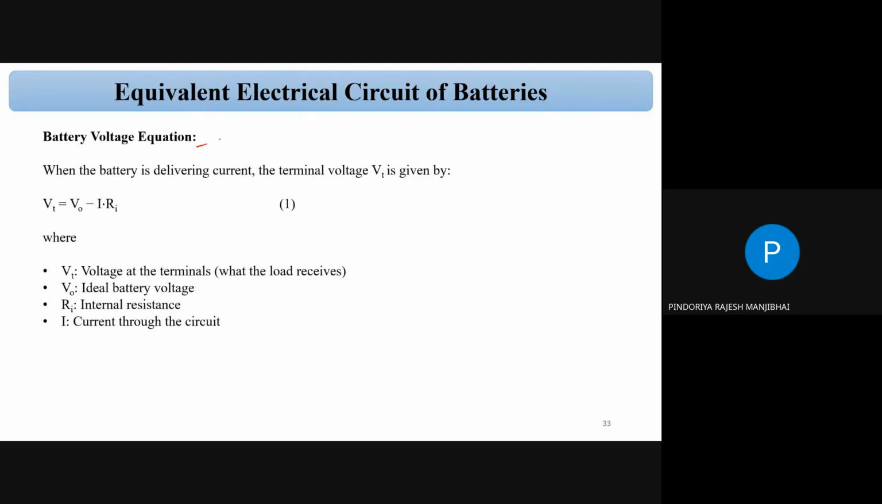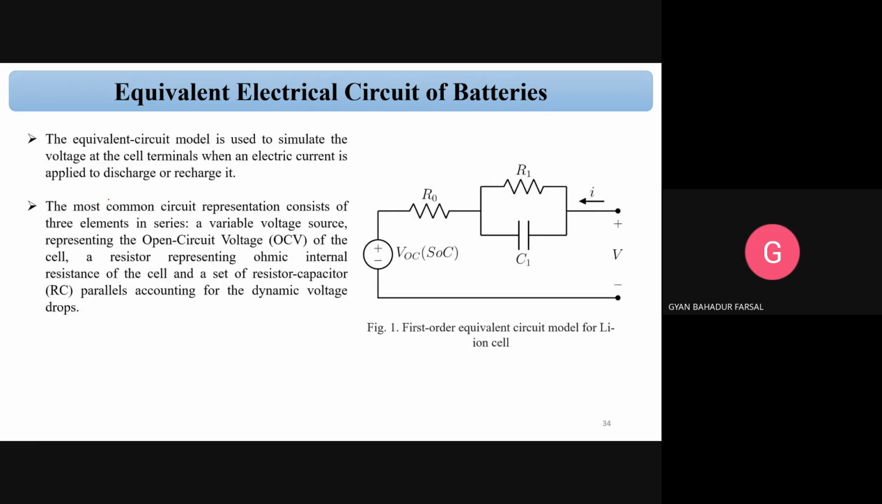Battery voltage equation: terminal voltage is equal to open circuit voltage minus I times Ri. Here I is the current, V output is the terminal voltage, V naught is the open circuit voltage, and Ri is your internal resistor. This much voltage we will get from the battery. So this is my last slide.